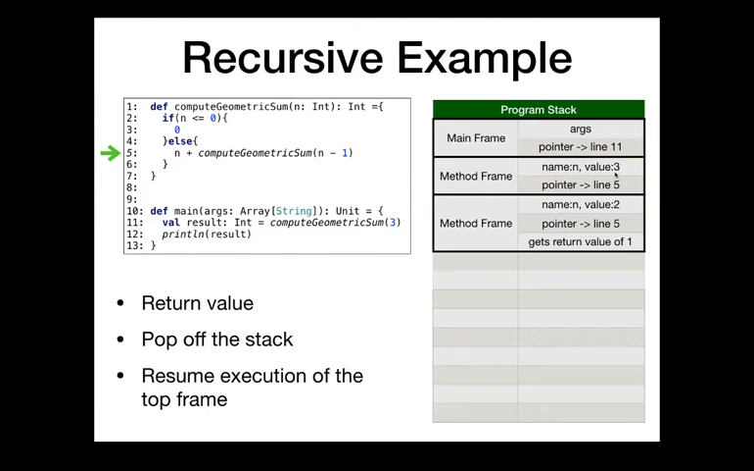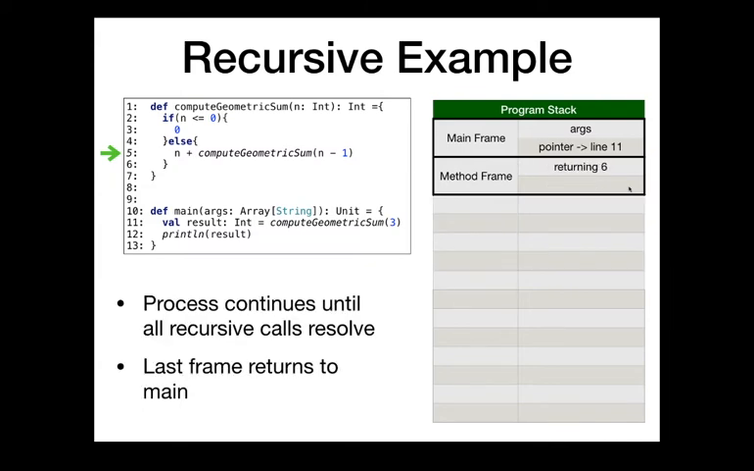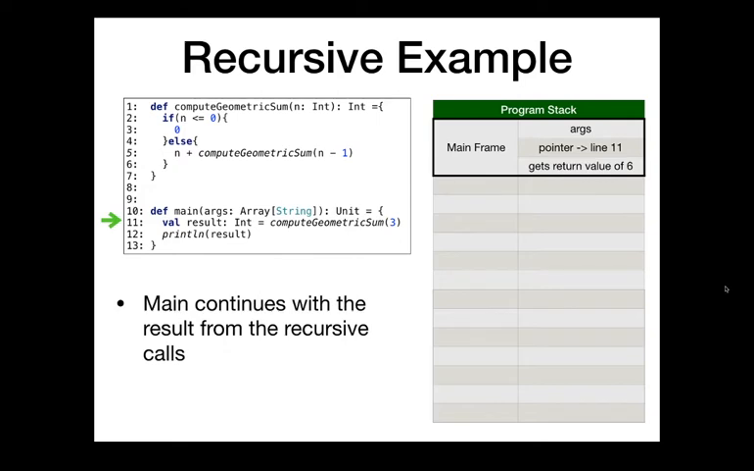This frame got the input of 3. Called compute geometric sum of 2, just assuming that that was going to return the correct value. And it did. It actually is going to return 3. It's going to add that 2 to 1, return that 3. I'm going to get that 3. I'm going to add it to the 3 that I have in n, compute that 6, and return that 6 back to the main method. Main method gets 6 from the return of all that recursion. We computed the correct value.